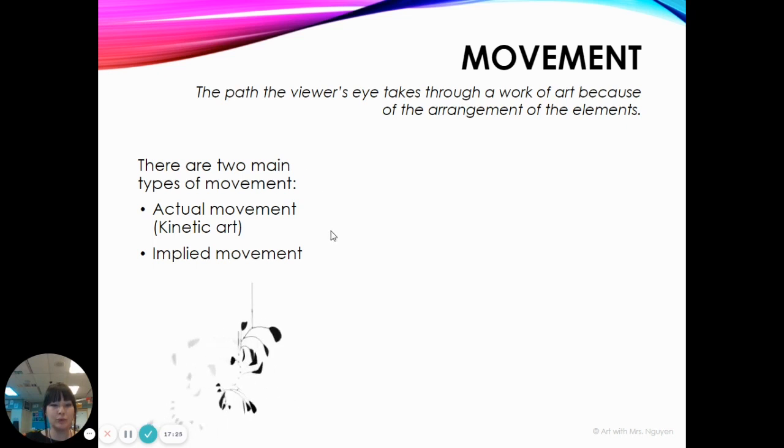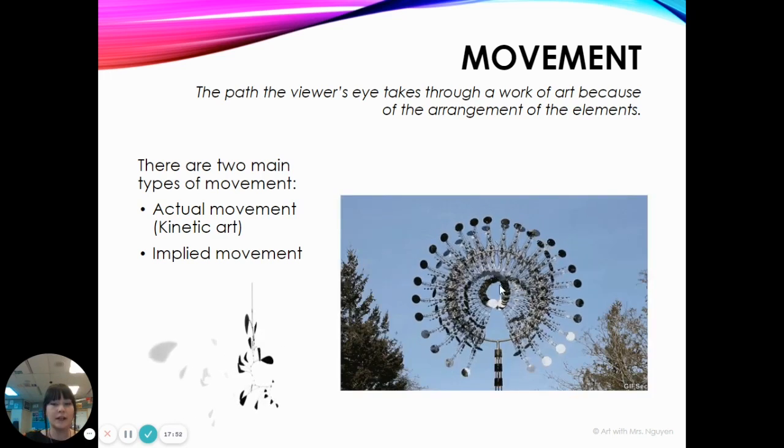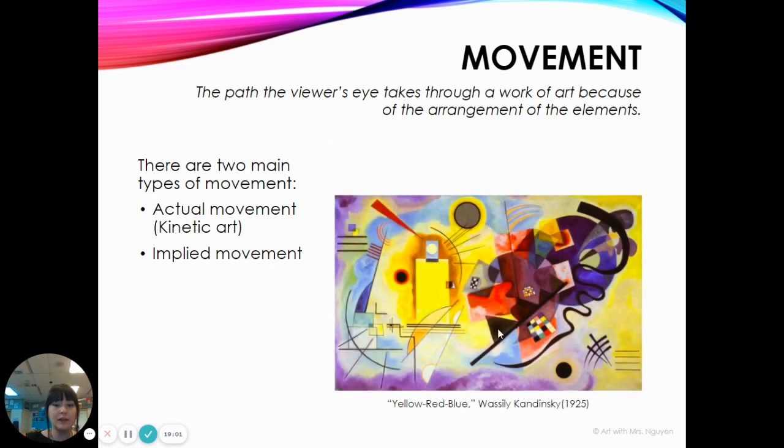One is actual movement. Actual movement is artwork that actually moves. It is often called kinetic art, like this example by Alexander Calder. This is another example of kinetic art with actual movement. The next type of movement is implied movement. Implied movement is movement that looks like it's moving, but is actually still. Like this artwork by Wassily Kandinsky.